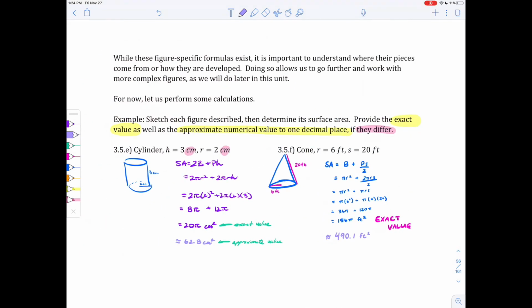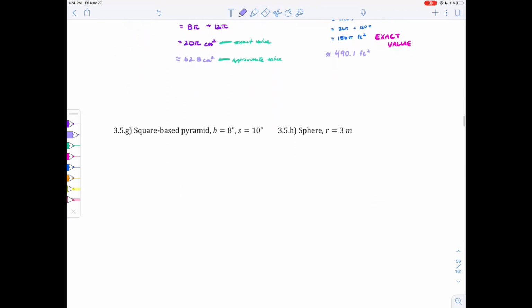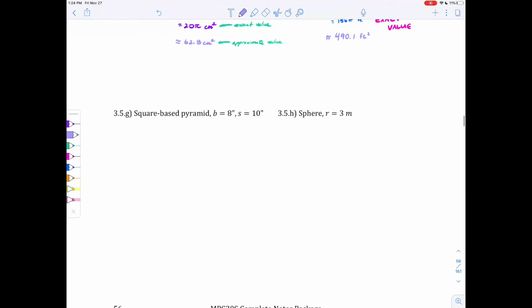Our next one is a square-based pyramid. So I can draw this out with my skills. Maybe some dotted lines. Nailing it. Where this thing has a base of 8 inches and a slant of 10. So this is 10 inches right there.